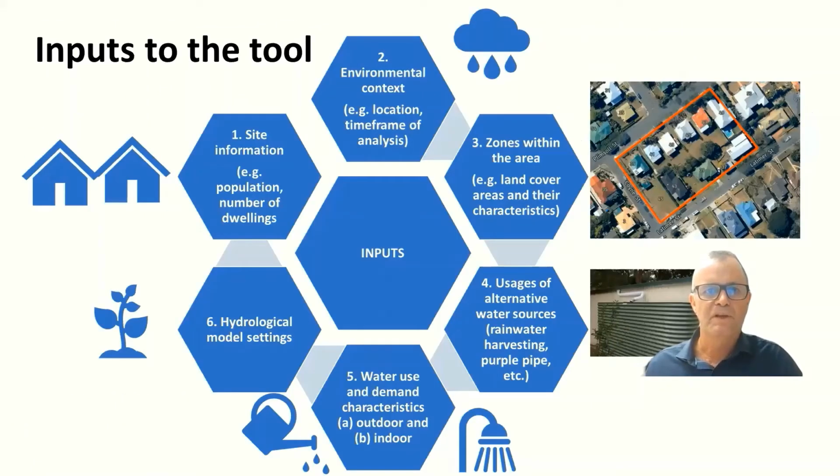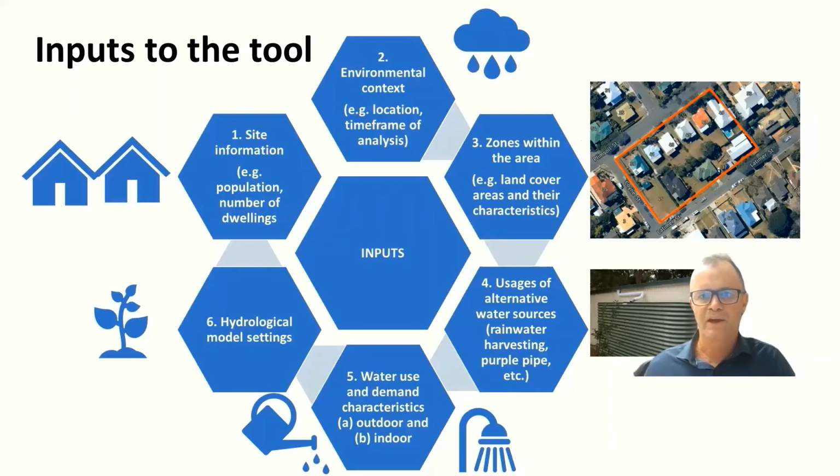Inputs to this tool include site information, for example, the population and number of dwellings. So for example, in this red bounded area, inputs would be the number of people, we've got roof areas, etc. The environmental context, for example, the location and time frame. The location is important because it can then use the correct rainfall lookup library from the Bureau of Meteorology.